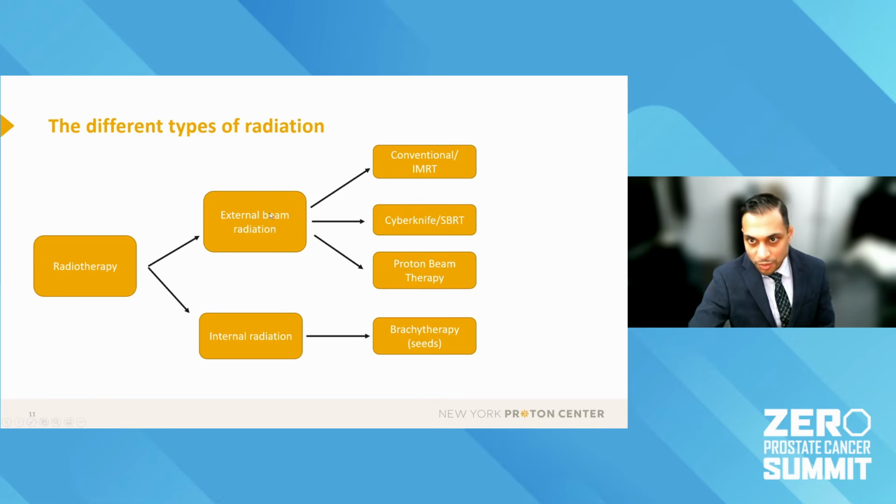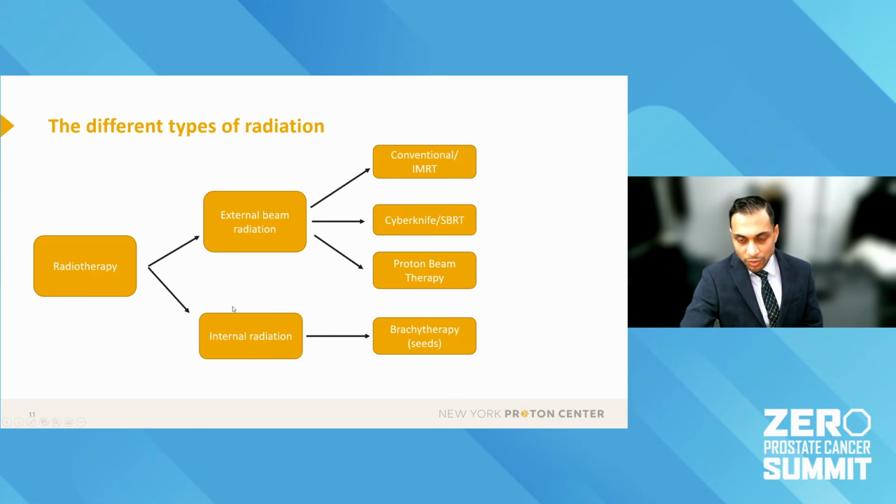Within the external beam radiation, you have your classic conventional or IMRT radiotherapy. This is widely available, probably within 10, 20 minutes of wherever you are, you can find a clinic with IMRT capabilities. Then you get a little bit more advanced, with better targeting and more precision, with Cyberknife or SBRT. This is basically the same type of treatment, but in 5 fractions. And then you have proton therapy, which is another type of external beam radiation. Instead of emitting photons or X-rays, it's emitting protons. There are some different physical properties, namely the fact that there is no exit dose with proton therapy. I'll get into that a little more on a later slide.